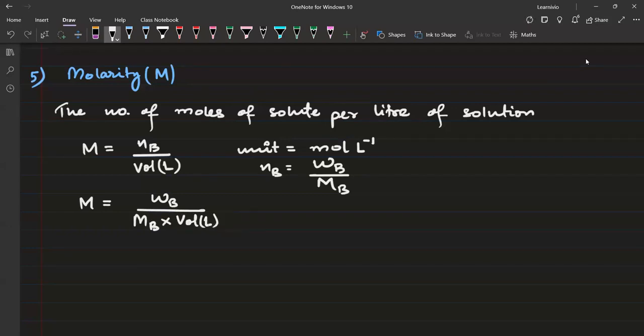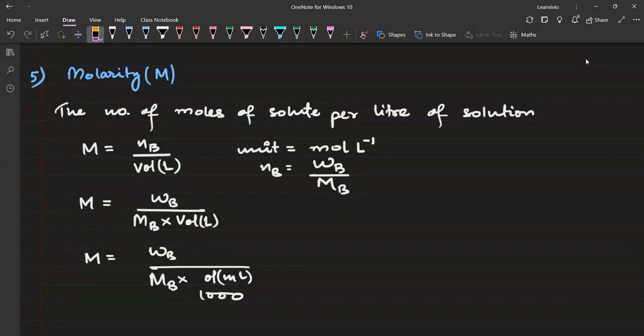Now, most of the times volume will be given in ml. So if you want to plug in directly into that formula, then you can rewrite this as M is equal to WB into 1000. Where the 1000 is coming from, I will explain. Molar mass of the solute is multiplied by volume of solution, which you will plug in as ml. But we have to convert it into liters. That is why I will divide by 1000. And the denominator of the denominator goes above and becomes the numerator, so you get 1000 in the numerator.